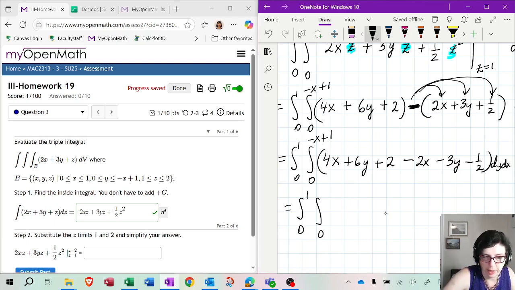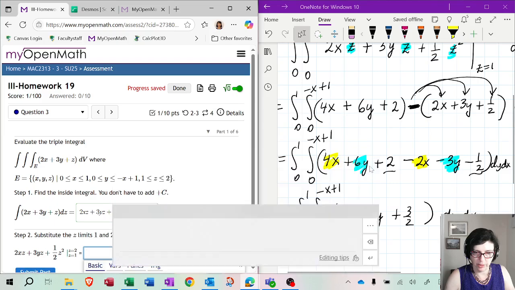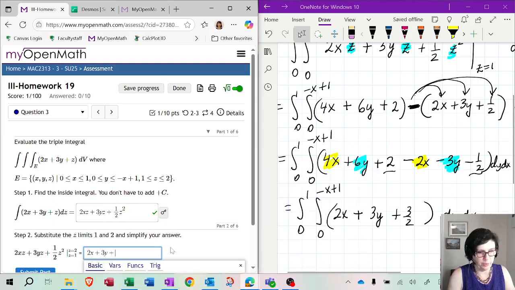So let's see if we have like terms, and we certainly do, because we can see 4x and minus 2x. So that will be 2x. Then we also have 6y minus 3y, so that will be plus 3y. And we have 2 minus 1/2, that's 3/2. A lot of stuff. So we've got 2x plus 3y plus 3/2.